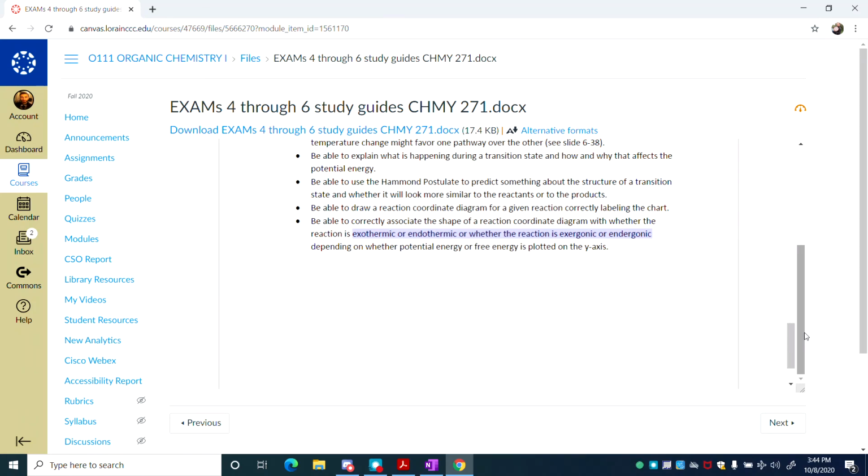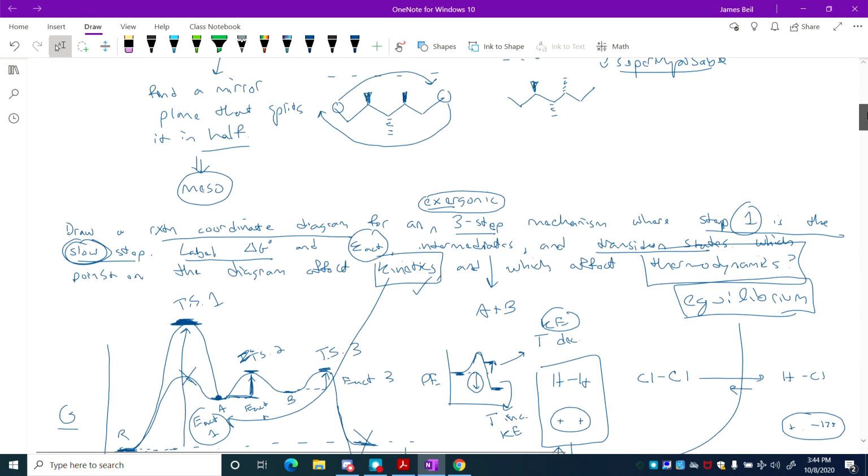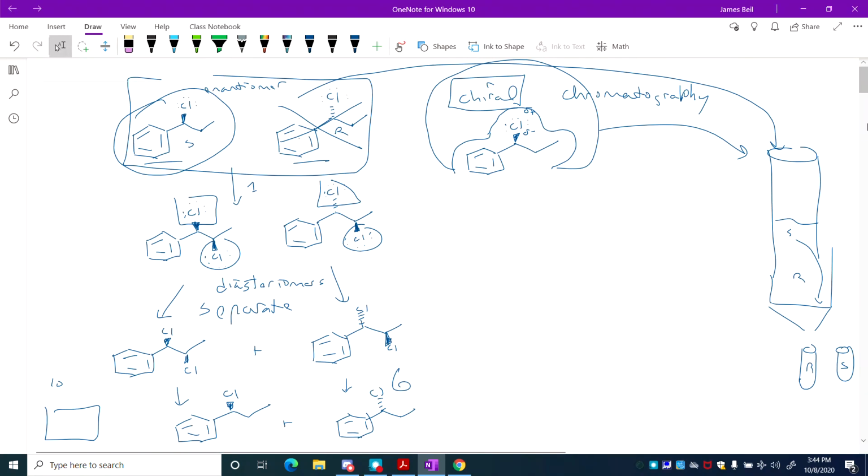With the last bullet point, could you repeat what you said with the exergonic versus endergonic, and then the difference between exothermic and endothermic? Sure. I can definitely do that. So, thermic versus gonic.